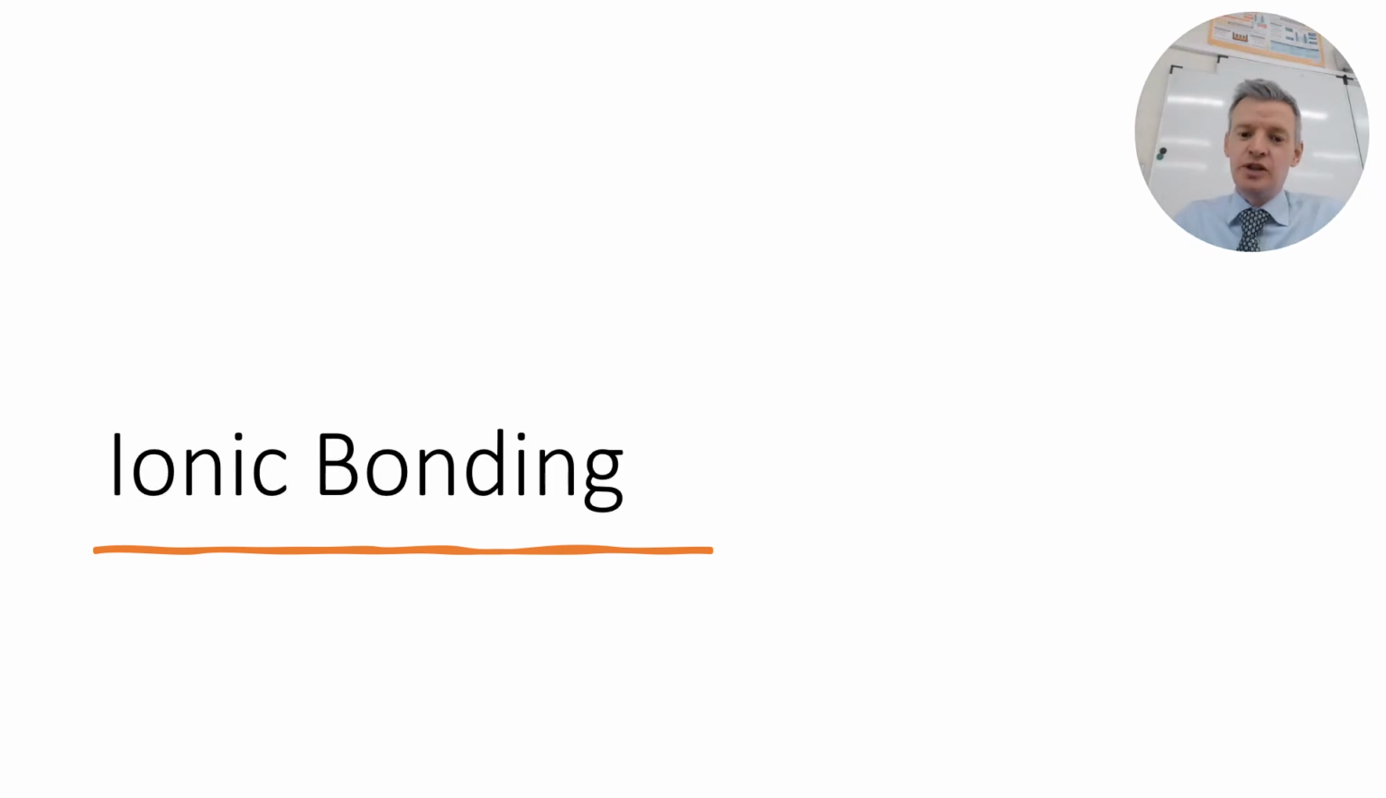Hello, in this video we're going to look at ionic bonding. We're going to look at describing what ionic bonding is, firstly how you can tell which type of bonding is present. We're going to look at how we form ions, charges on different ions, and formula for ionic compounds. We're going to look at dot and cross diagrams, and we're going to look at the structure in ionic compounds and what properties they have.